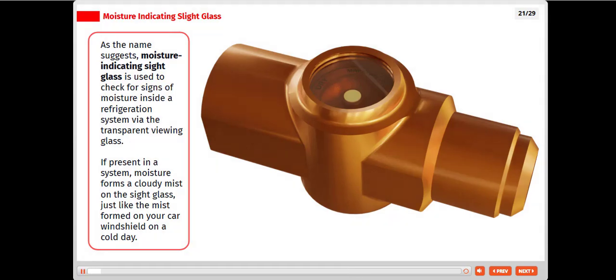As the name suggests, a moisture indicating sight glass is used to check for signs of moisture inside a refrigeration system via the transparent viewing glass. If present in a system, moisture forms a cloudy mist on the sight glass, just like the mist formed on your car windshield on a cold day.